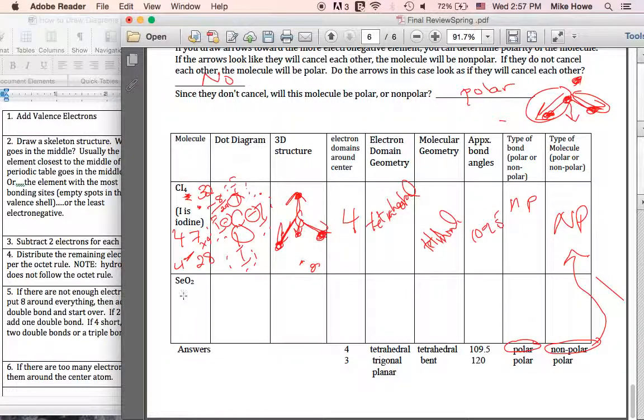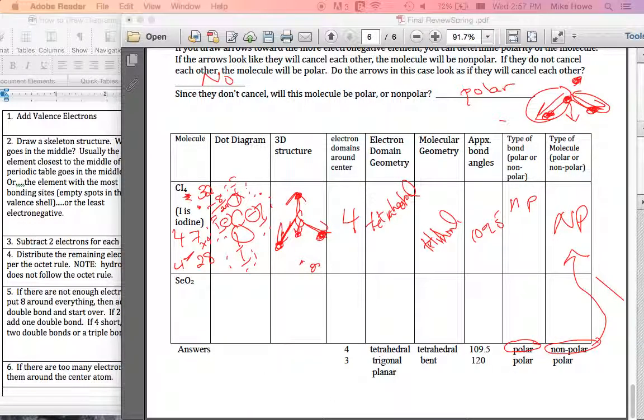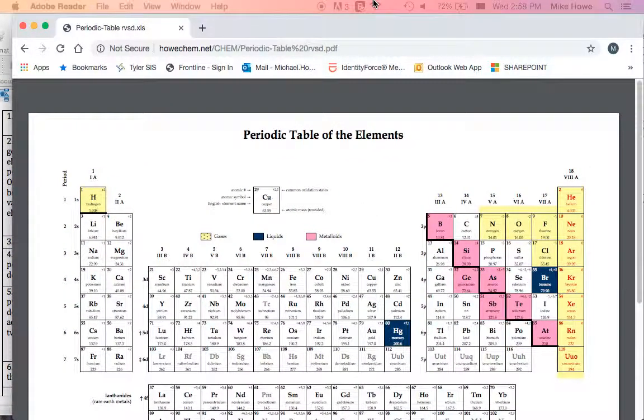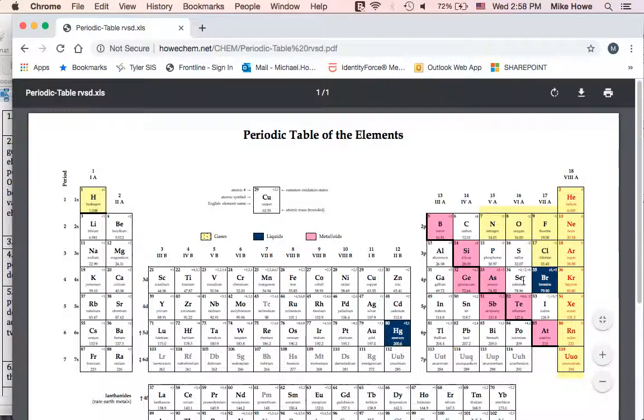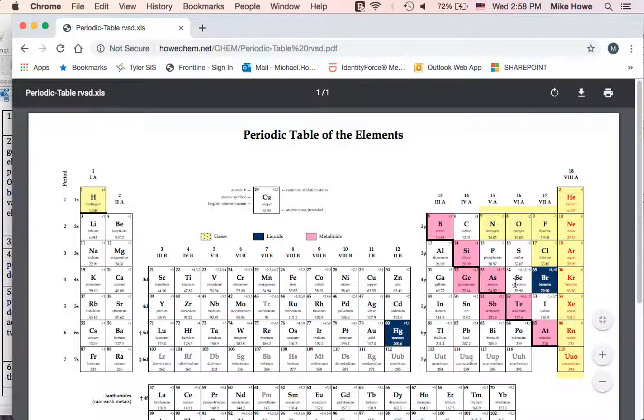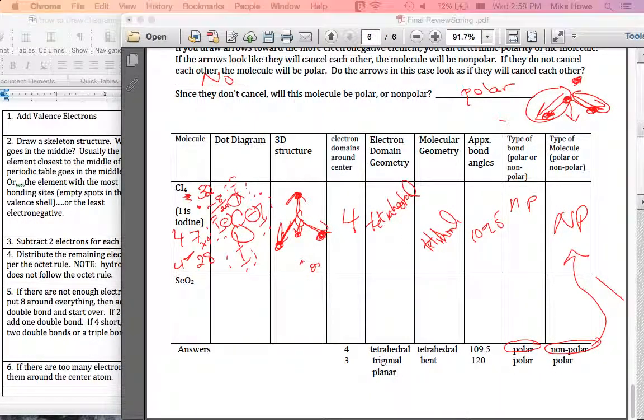All right, SeO2. Pull out your periodic table, and you'll find it over here on this screen that you can't see. I come over here. The selenium is right here, Se. So it's got 6 electrons, and it's closer toward the middle than oxygen is. So we put selenium in the middle of our dot diagram.